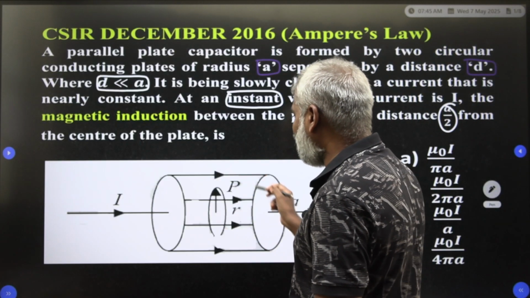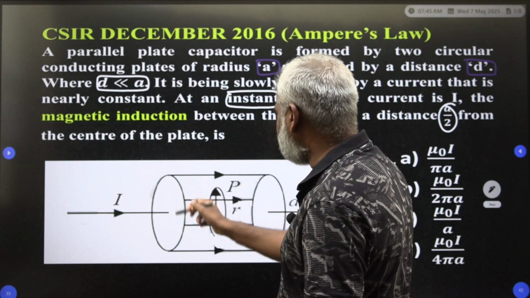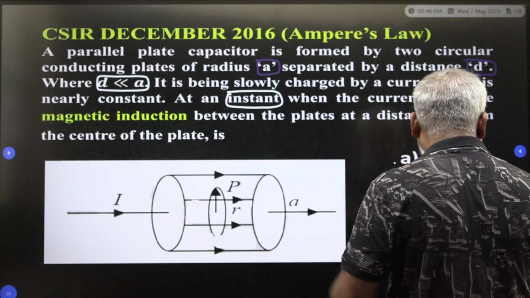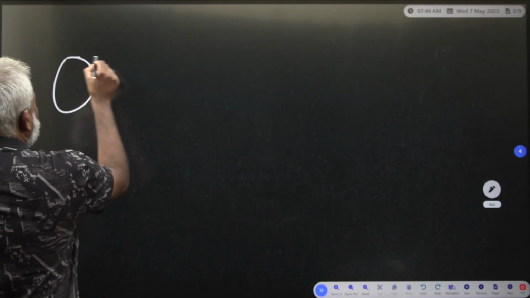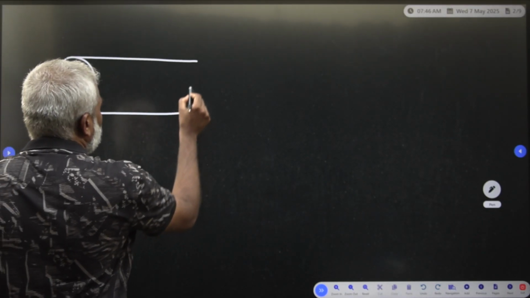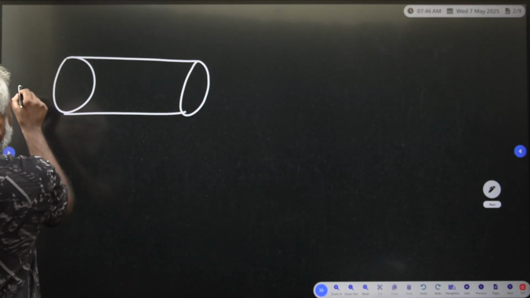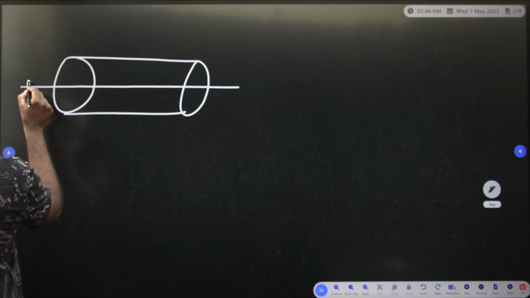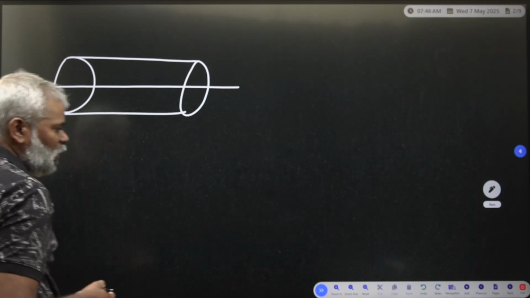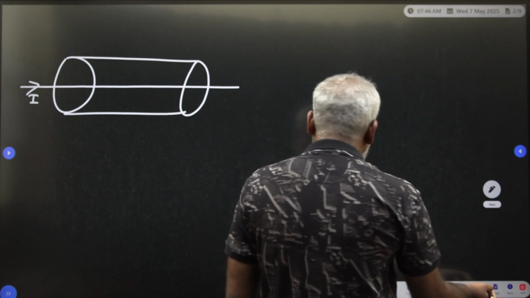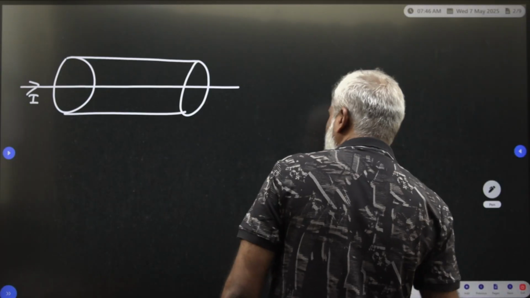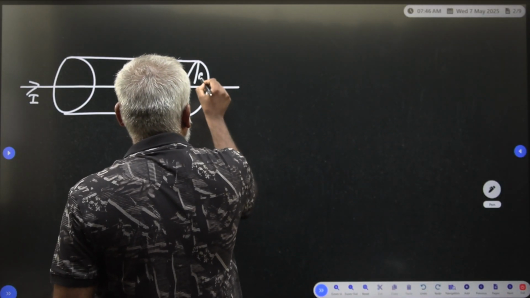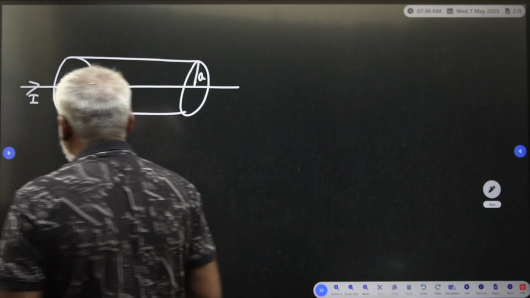This is the shape they are giving. Once again I have to draw the diagram, then you will understand a little bit. Suppose this is the capacitor plate. Now, the current is passing through this capacitor plate, a high current passing throughout. The radius of this capacitor plate is equal to a.